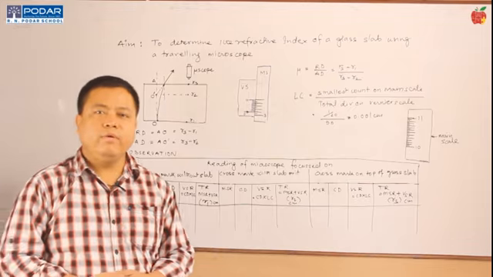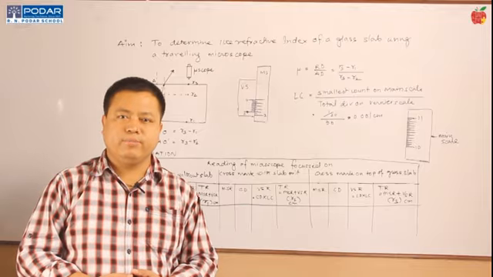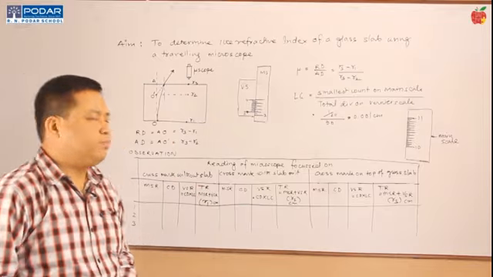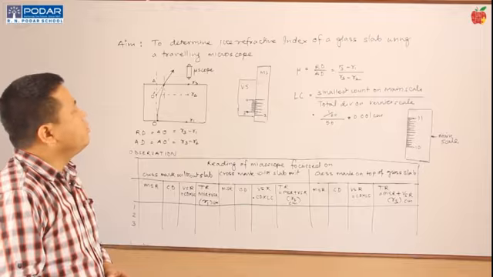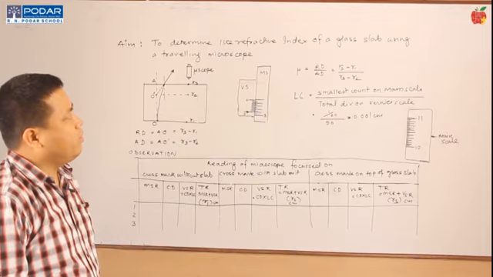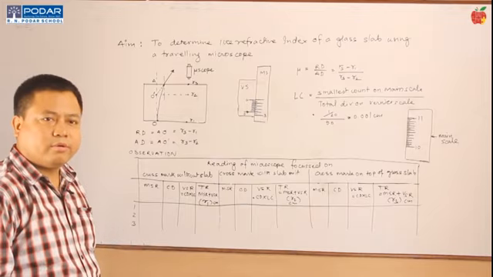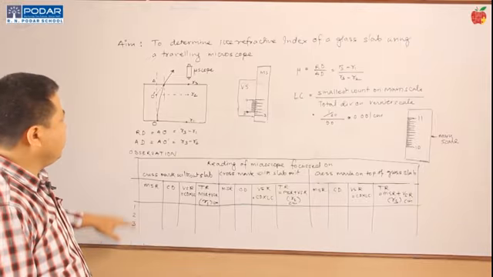Good morning students. Today we are learning one more optical experiment, and the aim of the experiment is to calculate the refractive index of the given glass slab using a travelling microscope. So, the ray diagram is over here.